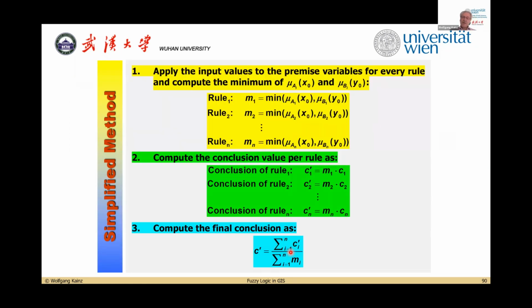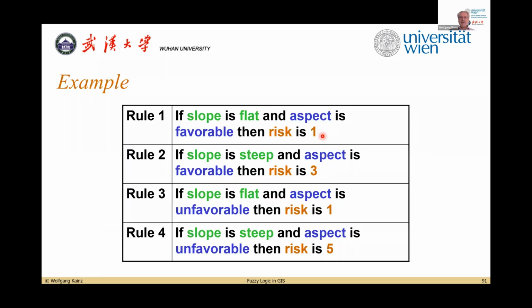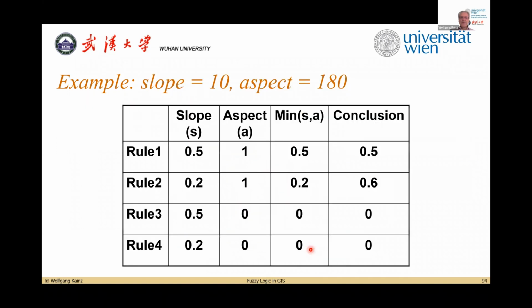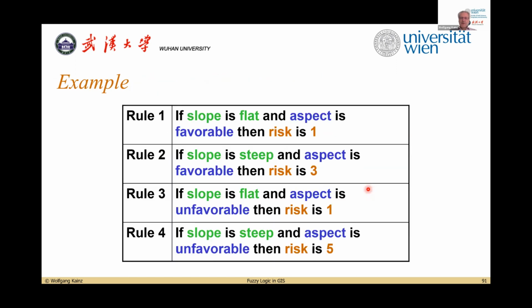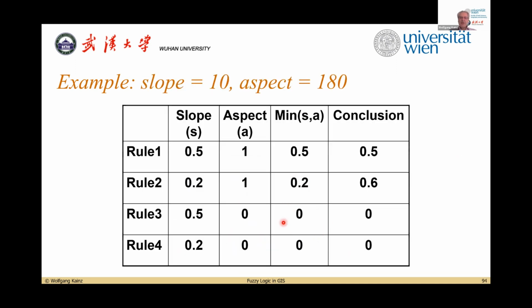That would be our first step. When I go back to the procedure, we just finished this first step. Now we have to compute the conclusion values per rule by multiplying the corresponding minimum with the conclusion value. In our case, the conclusion values are 1 for the first rule, then 3, then 1, and then 5. So for the first rule, we multiply 0.5 with 1. Here we multiply 0.2 by 3, because the conclusion for rule number 2 was 3. For rule number 3, the conclusion value is 1, and for rule number 4, the conclusion value was 5. However, since the minimum was always 0, the result is also 0.